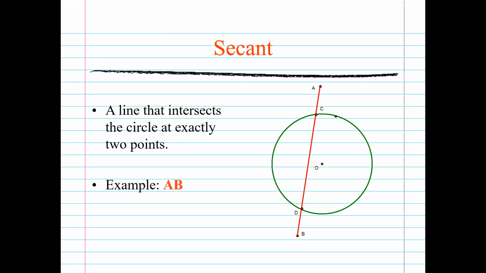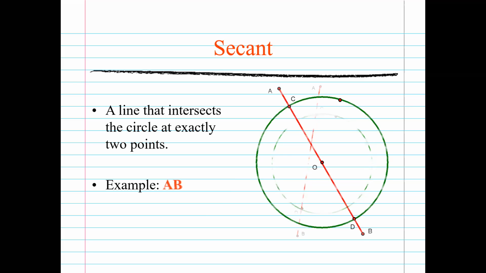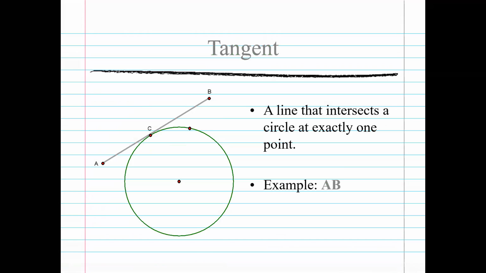The line that intersects the circle at exactly 2 points is known as a secant. These are just some terminologies that are used to define circles. A tangent is a line that intersects a circle at exactly 1 point. So to intersect the circle at only 1 point, it has to touch its boundary only.